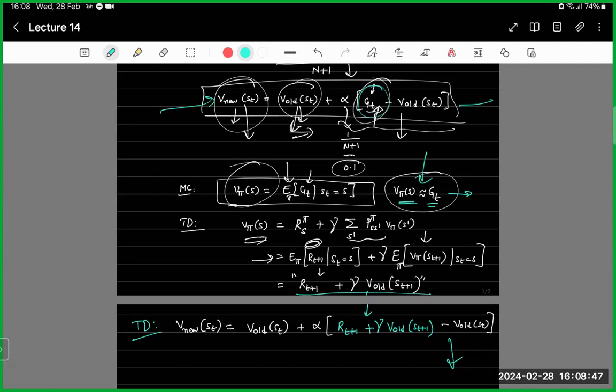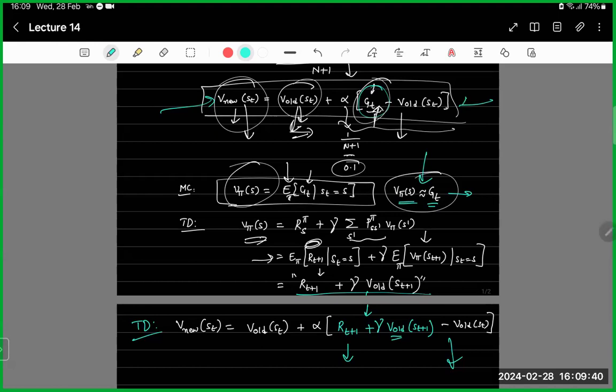But what about the second one, this TD update? After every action, you can make this update, right? Because what do you need to make this update? You need R_{t+1}, which you'll immediately get after taking an action. The environment will immediately give you R_{t+1}, and it will also give you S_{t+1}. And V old you already have, some estimate for every state. So you can quickly substitute those two and update your V of S_t. So this is called an online update, an online algorithm, in the sense that after every action you can use this update rule to update your estimates of V pi.